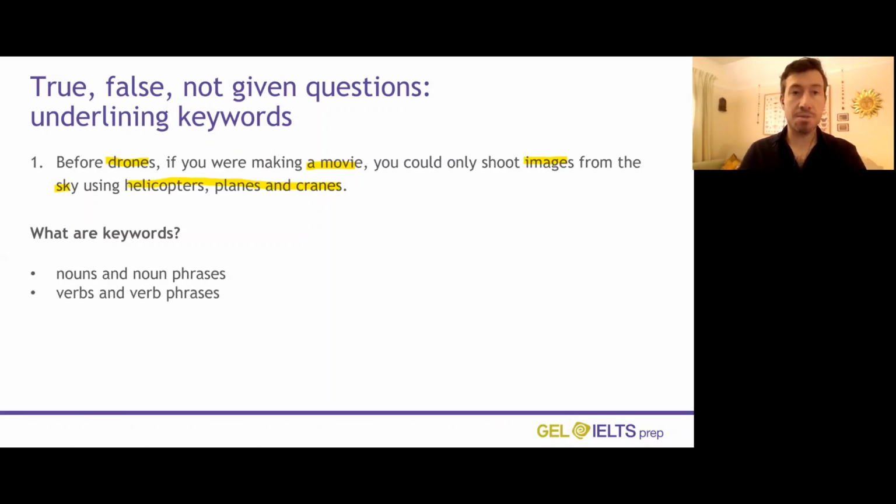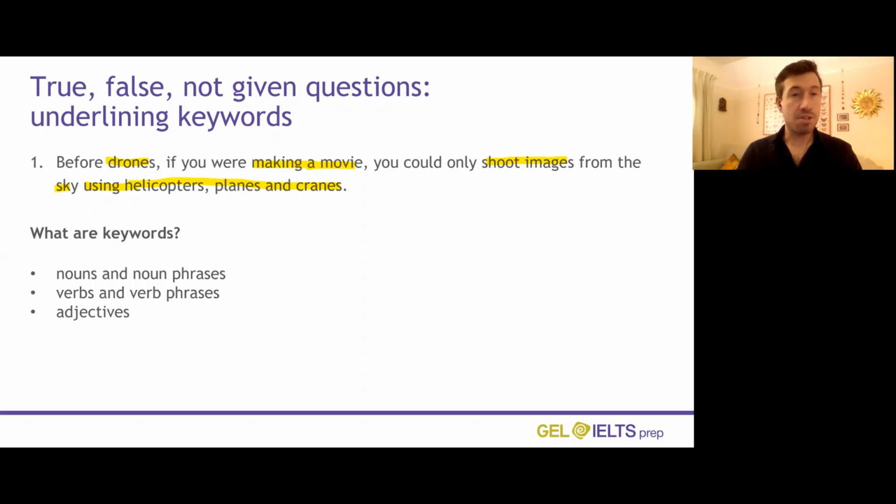Also, other types of keywords are verbs and verb phrases. For example, making a movie is a verb phrase, and shoot images and use helicopters. So those would be the verbs in there. So you'd want to highlight them as well.